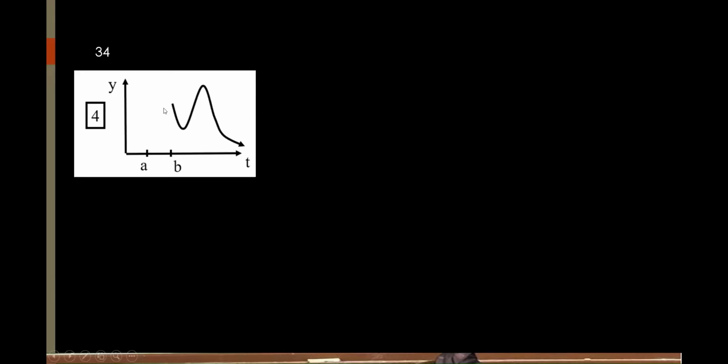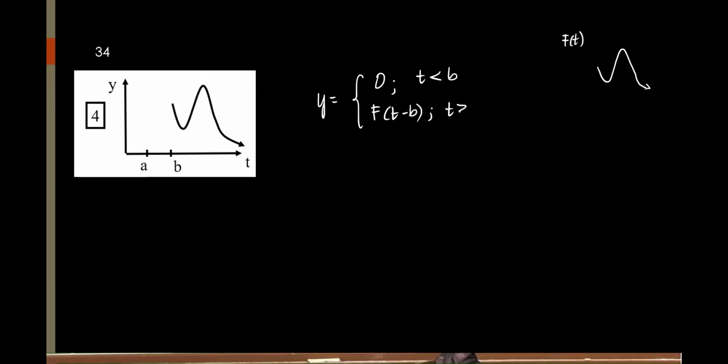Next, you will notice that this is the graph of your f of t, right? Remember that f of t is this shape. So I can see here that y is basically 0 when time is less than b, but y is f of t minus b when time is greater than or equal to b. So some of you might ask, why is it f of t minus b? Why not just f of t? Look at the shape. This is f of t, right?